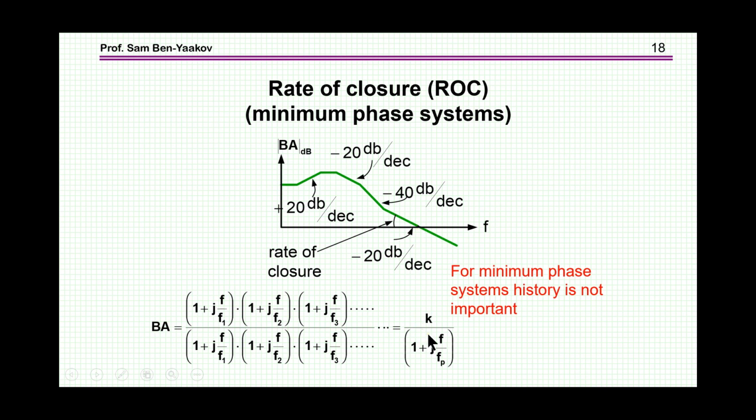So the point is that it's enough to look at this area here of the cross section and to look at what we call the rate of closure here. If the rate of closure is minus 20 dB per decade, you're good. You don't have to worry what happened here. This is very powerful, which means that you really don't have to do any complex analysis of the system. You just look at this area here.